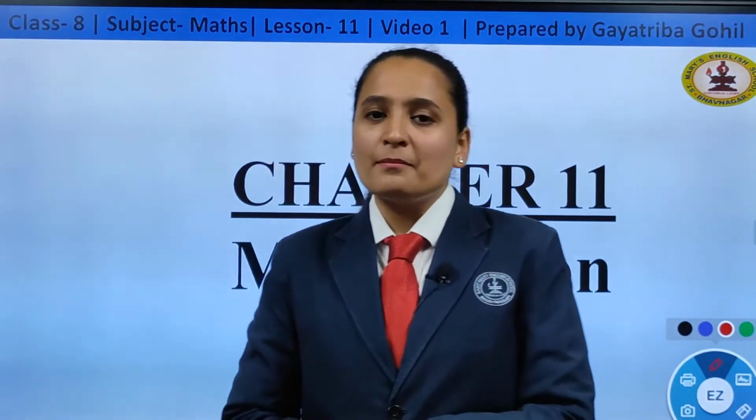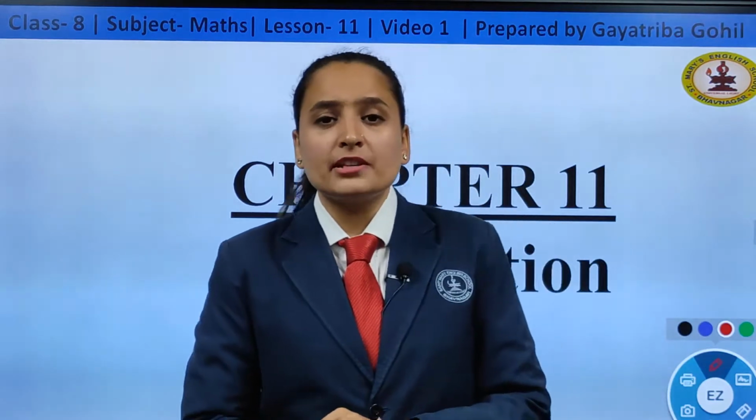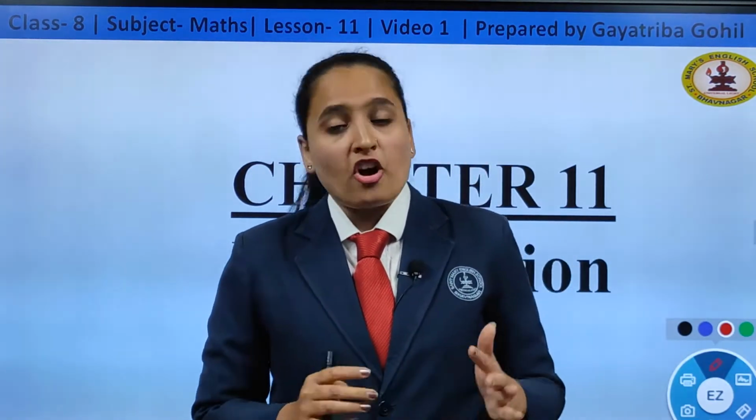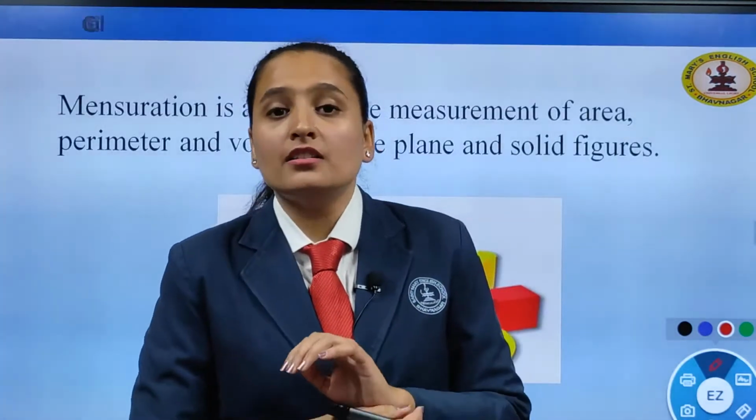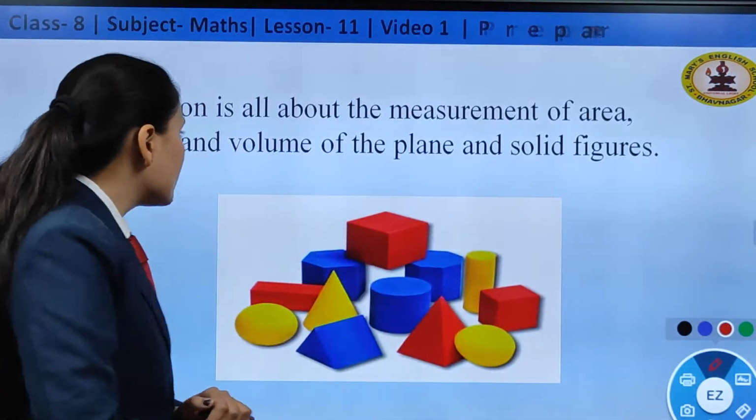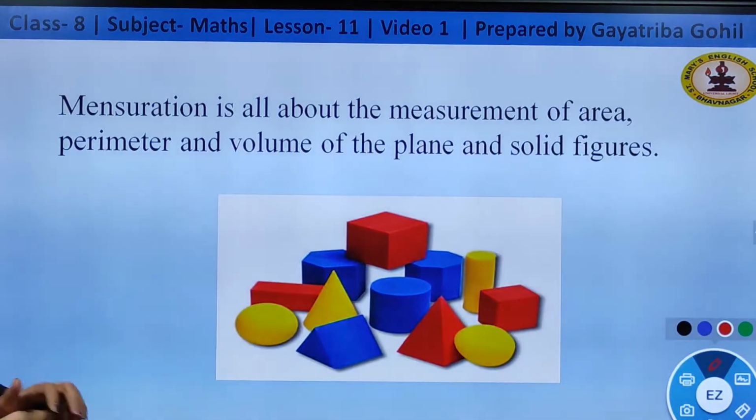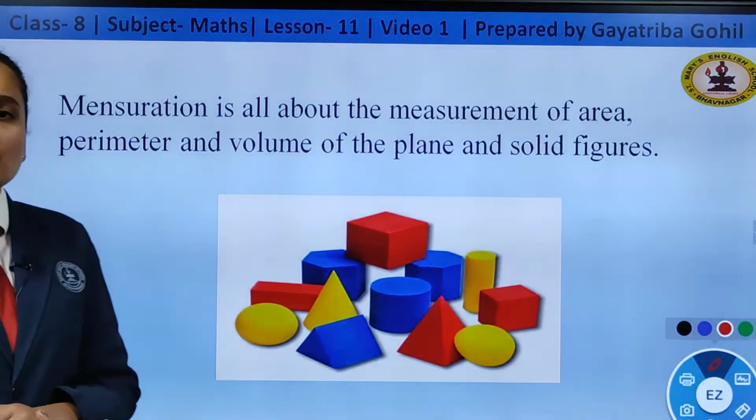Children, today we are going to start chapter 11, Mensuration. In this chapter we are going to learn all about area, perimeter, volume of plane figures as well as solid figures. Now I am sure that you people are familiar with area and perimeter. Some of you may or may not be familiar with volume, but in this chapter we will learn all about it. Here, mensuration is all about the measurement of area, perimeter and volume of the plane and solid figures.